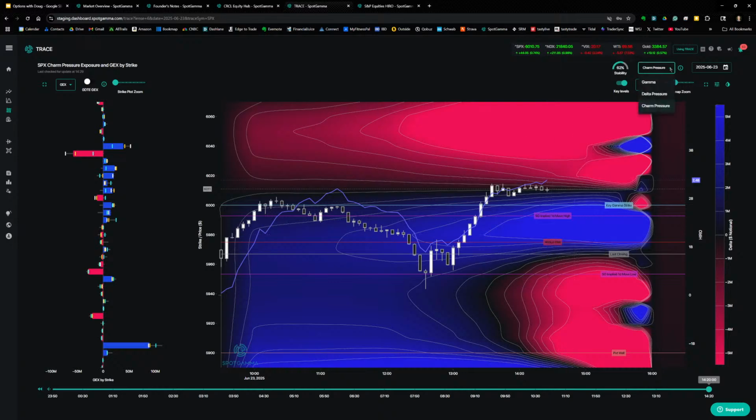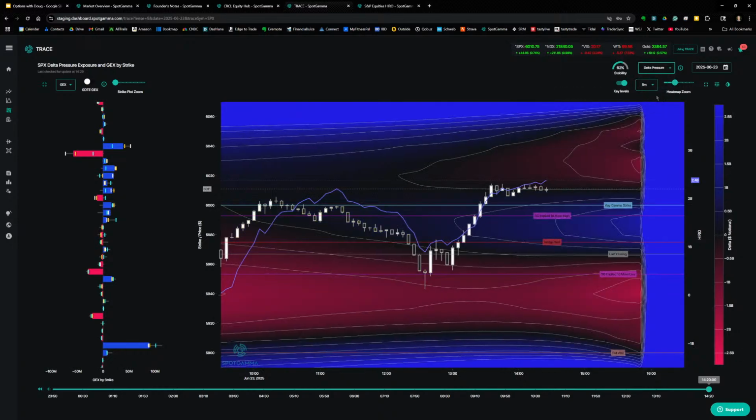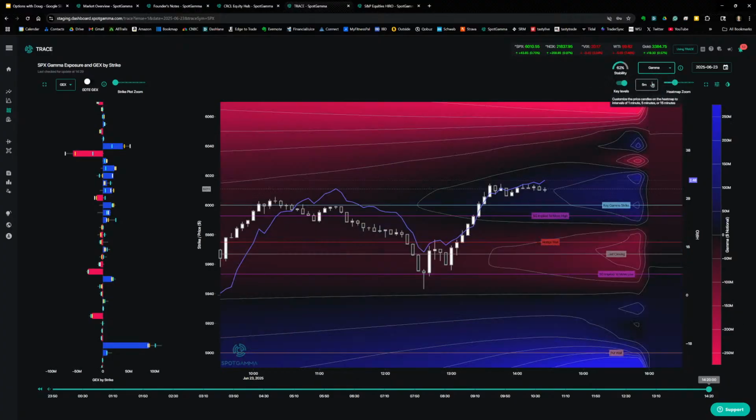Let's check delta pressure. And not as clear. Kind of a neutral zone. Let's go back to gamma, the gamma heat map. And SPX continues to be stuck in this pocket of positive gamma. Any questions about this?